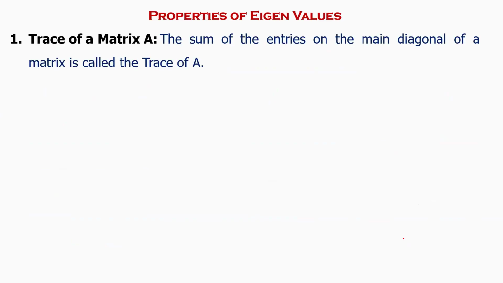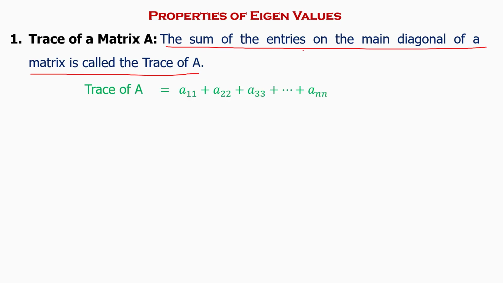Let us discuss some properties of eigenvalues. The first property is the trace of a matrix. The sum of the entries of the main diagonal of a matrix is called the trace of the matrix. When we take an example, we will discuss all these things in detail. So what is the trace of a matrix? It is nothing but the sum of all the entries of the main diagonal of a matrix.